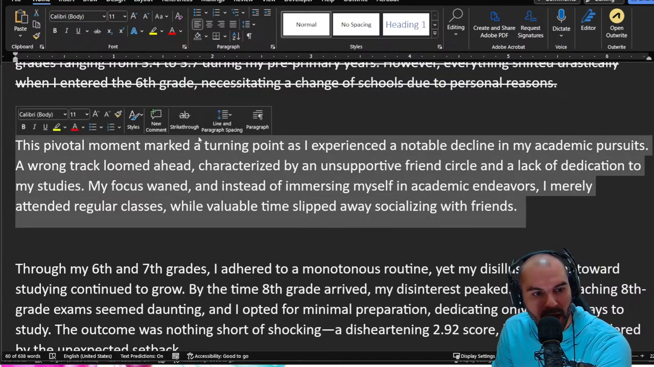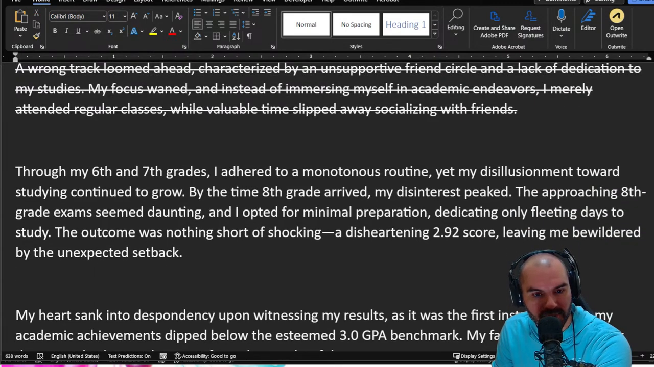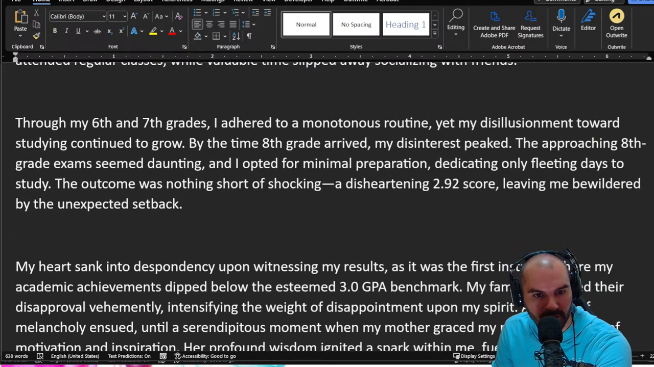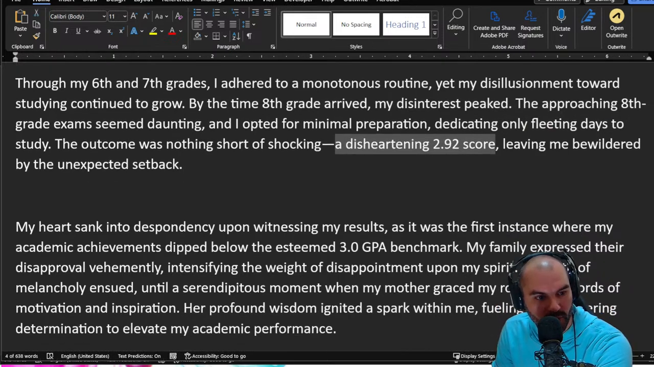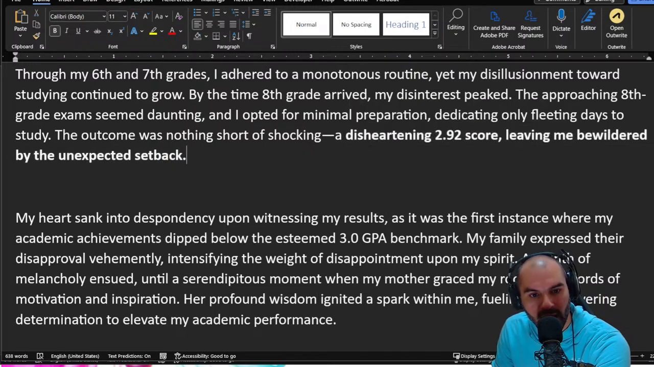We have some issues. But I still want to get to this problem. I want to get to the issue that you presented at the beginning. We need to jump into it a little faster, okay? So this idea here that your disinterest had peaked for eighth grade, right? And then you get this low score, which is what I believe is the failure that you're talking about, right?